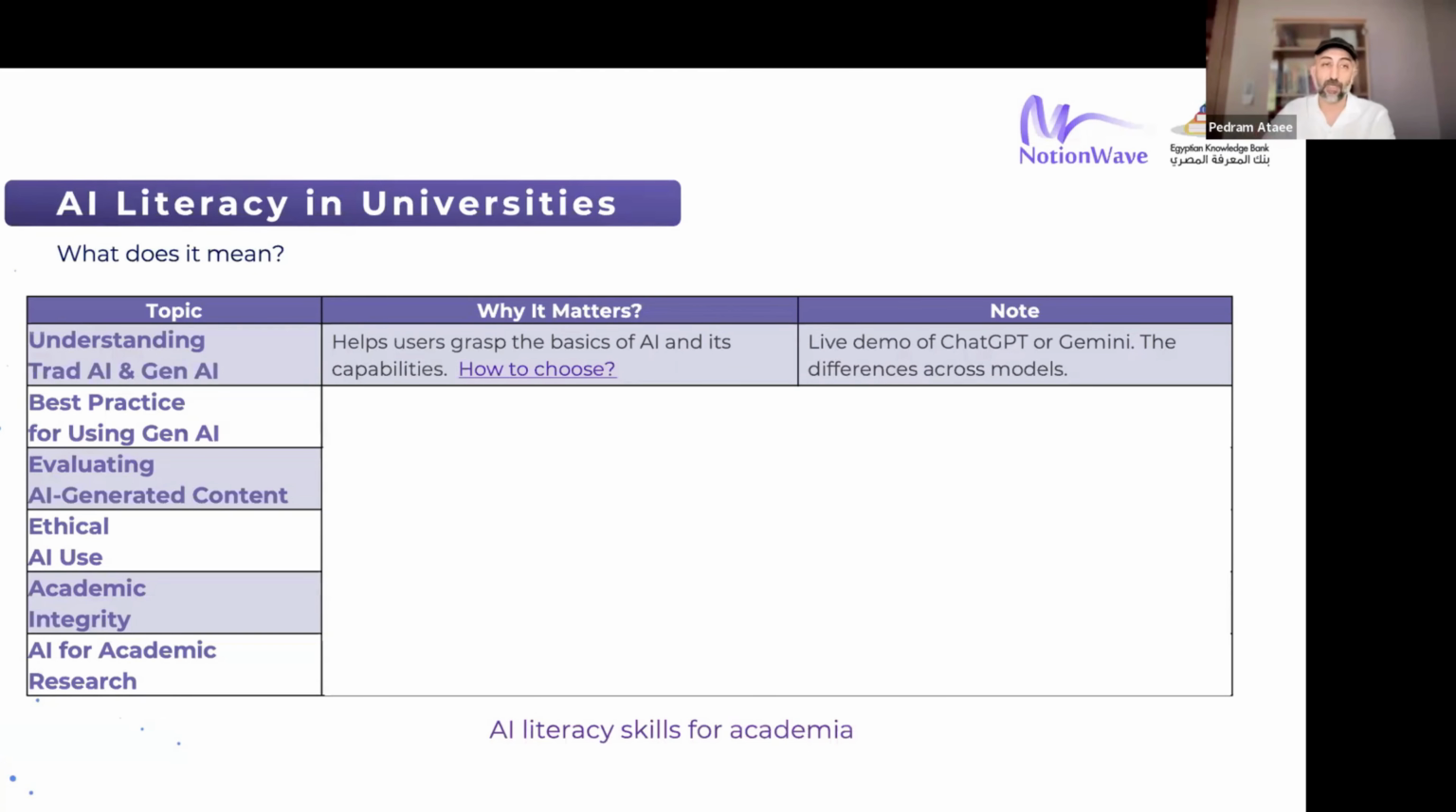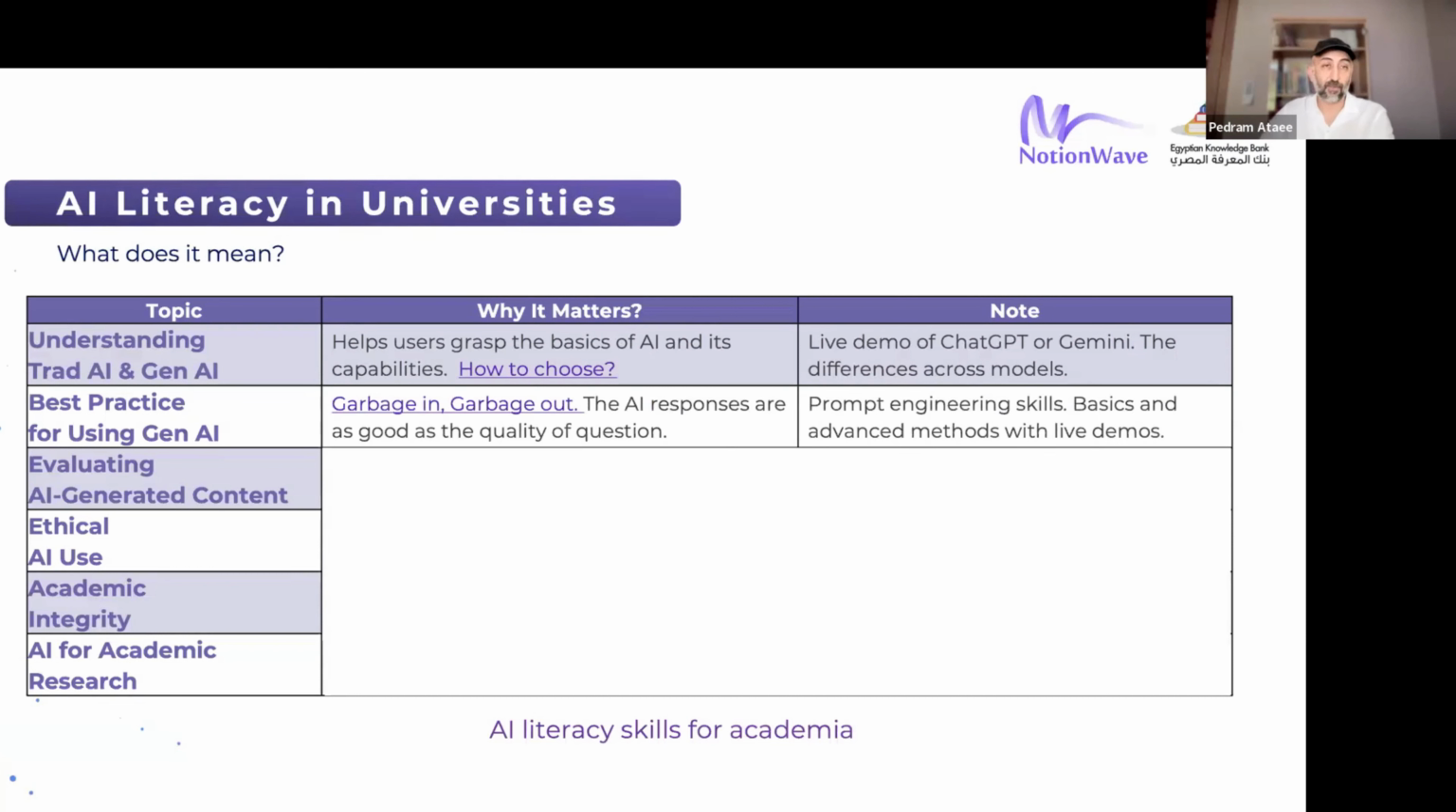First, we have to understand what AI is, what traditional AI is, what generative AI is, and how we should choose, for example, GPT models, how we should choose o3 versus 4.5 in the family of OpenAI models, or how we should compare different AI tools to each other. The basic understanding of AI is something that everyone needs to have.